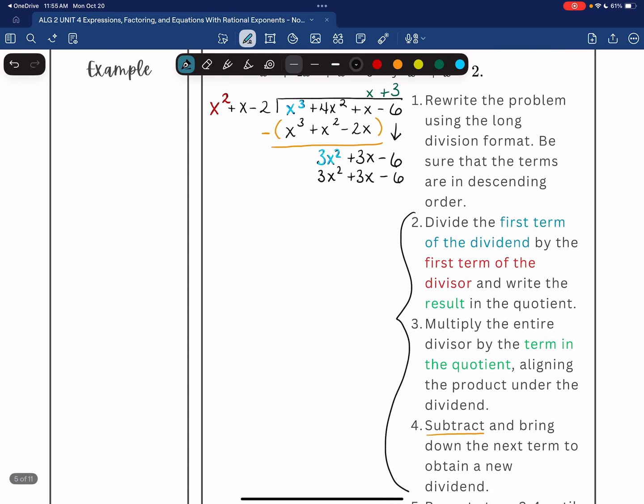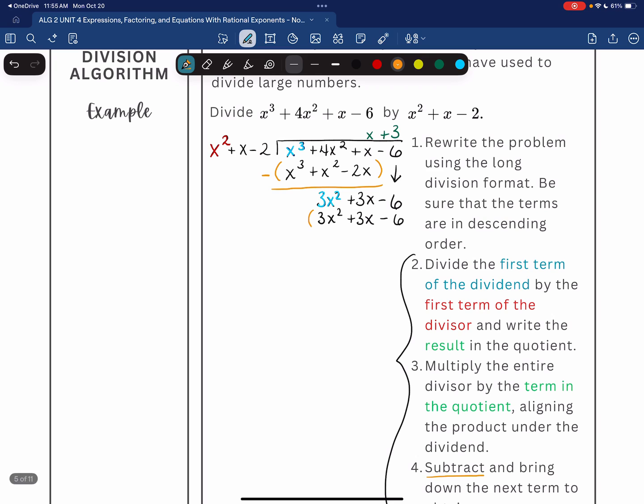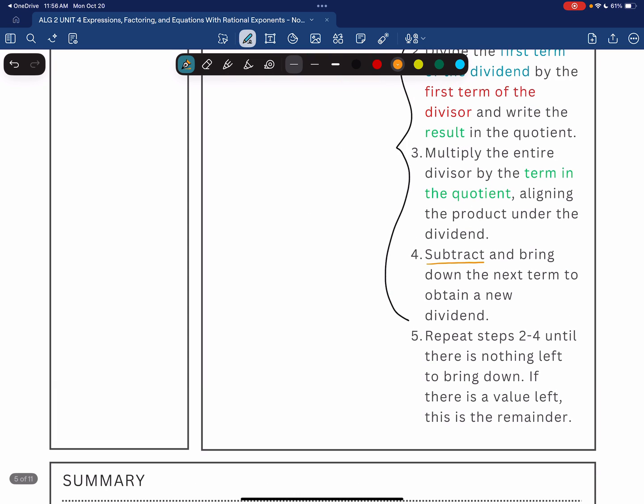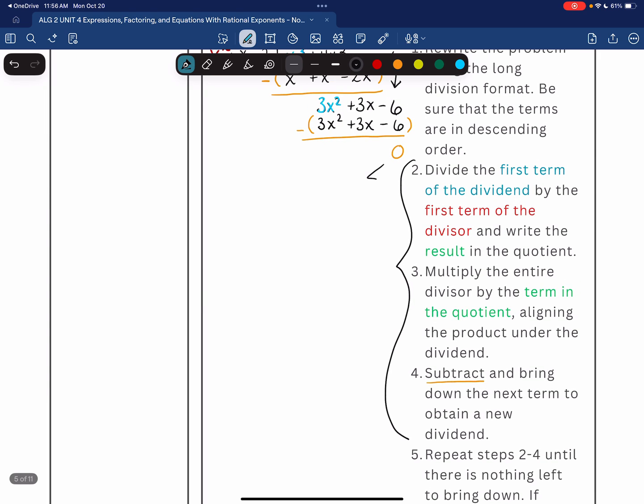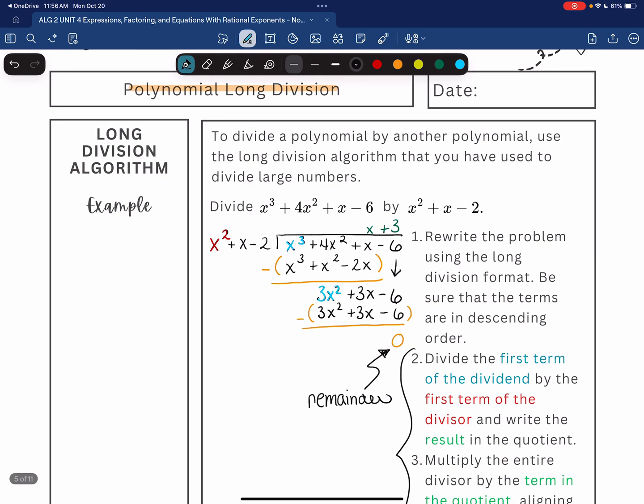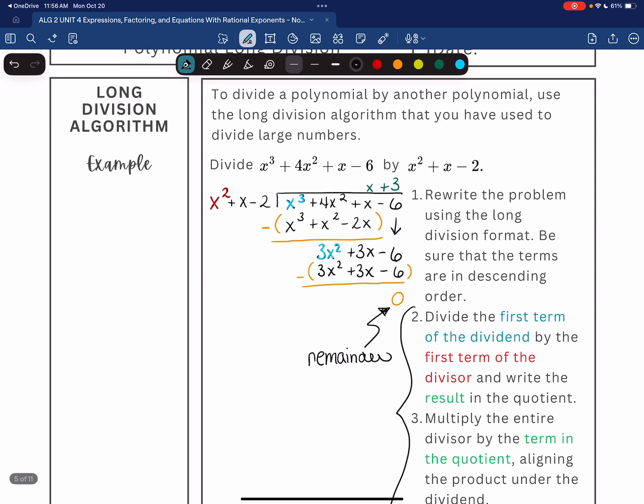Now we've multiplied. That was step number 3, and we're ready to do it again. Do the subtraction once again. And look at that. Every single one of these terms is actually the same. So when we subtract, 3 minus 3, that is going to cancel out. 3 minus 3, that's going to cancel out. Negative 6 minus negative 6, that's going to cancel out. And we have nothing left over. That thing at the end, if there would have been anything left, this is what we call the remainder. But because there's a remainder of 0, that means that this polynomial divides perfectly into the other polynomial.